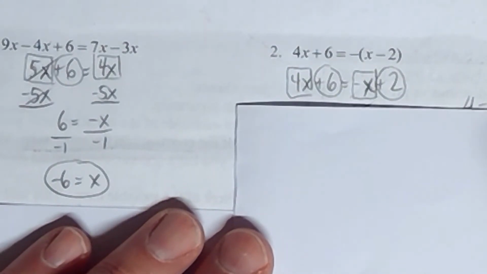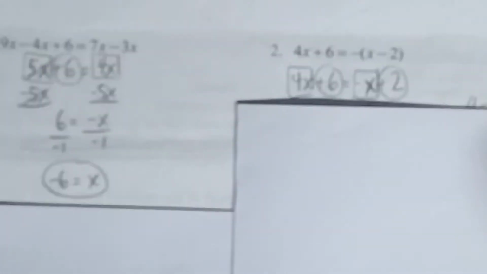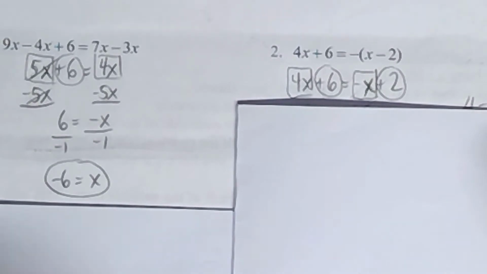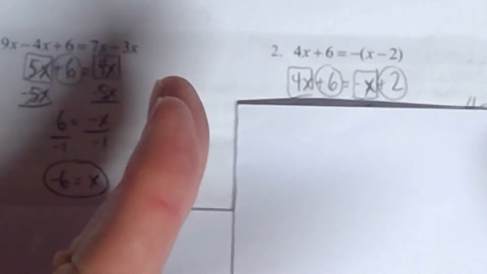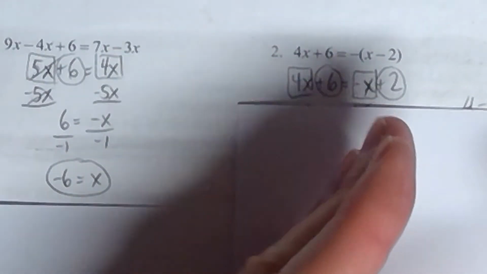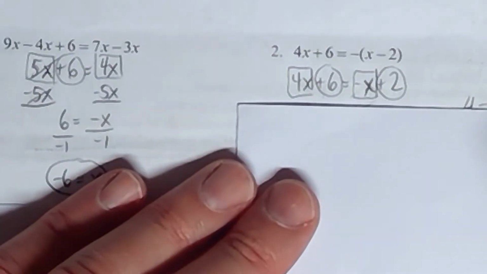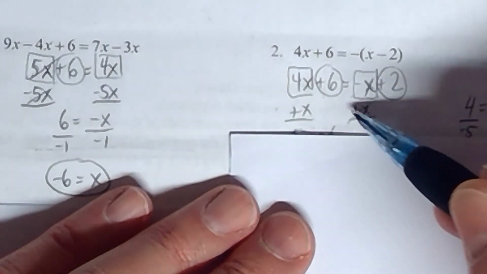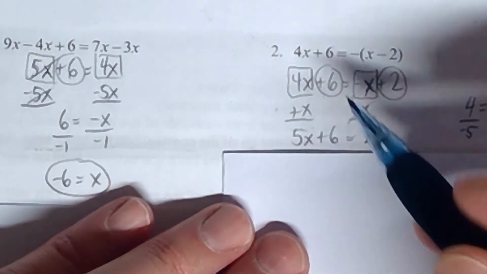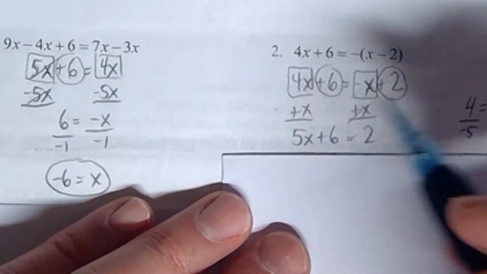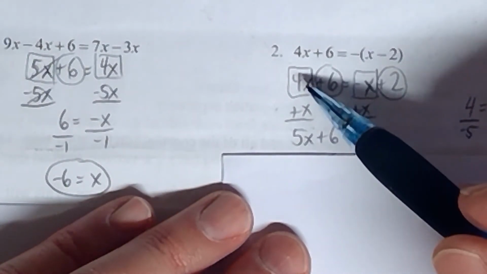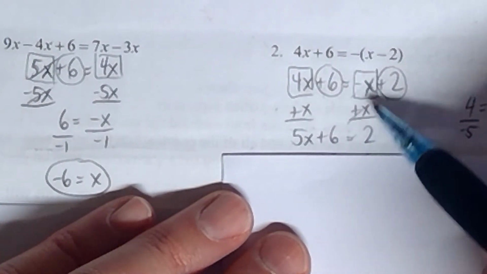It doesn't matter which one you move first, as long as you repeatedly add or subtract equal amounts to each side until you get a variable term on one side and a term without the variable on the other. So I went ahead and I moved the x. If you move the 4x, that's okay. I'll show you that in a minute if you did that. I'll show you how it should have come out.